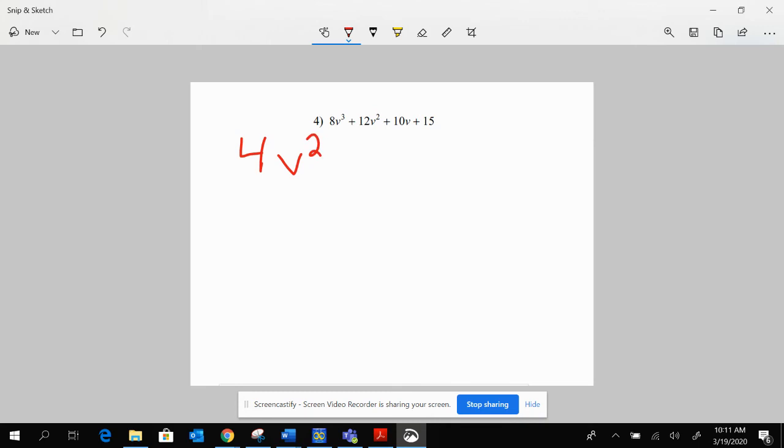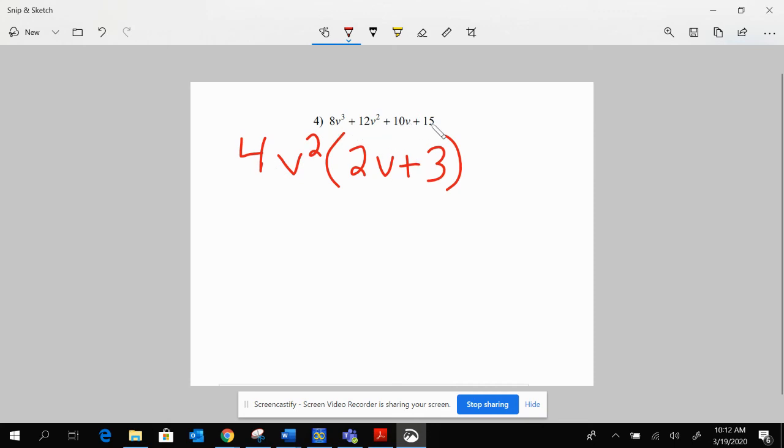All right, so now I do my parentheses. 8 divided by 4 is going to be 2. And then V cubed, we took out 2 V's, so it's going to be 1 V left. Now we've got 12 divided by 4. That's going to be plus 3. And V squared, we took out 2 V's. So that's done. That is just the first 2 terms. Just think of that as GCF just for the first 2 terms.